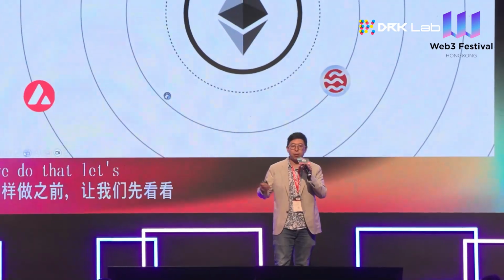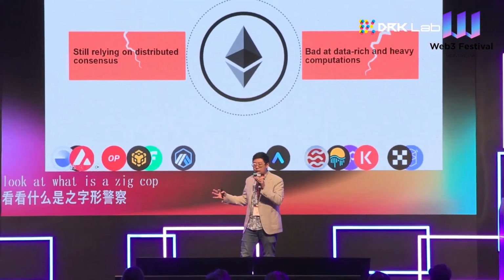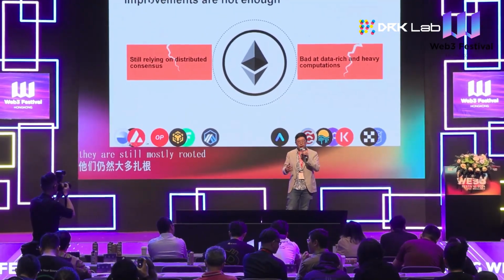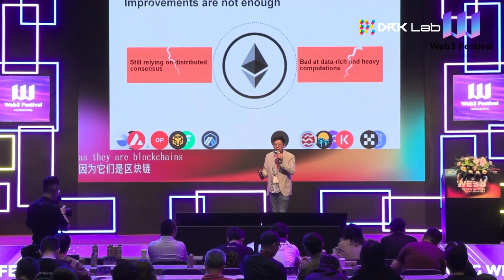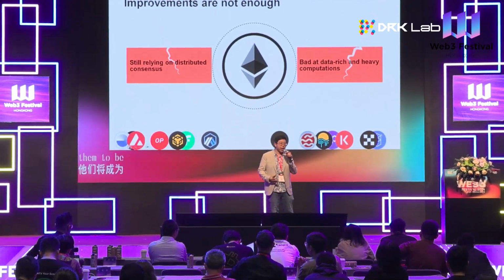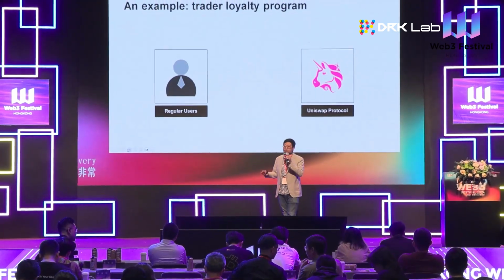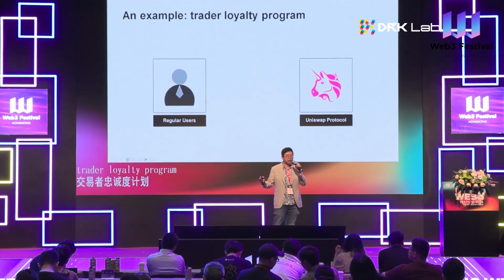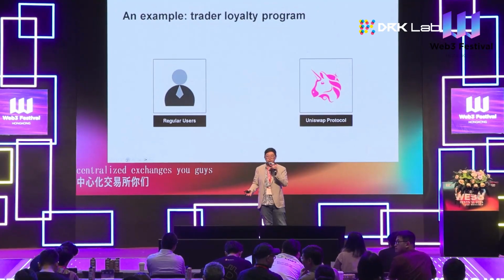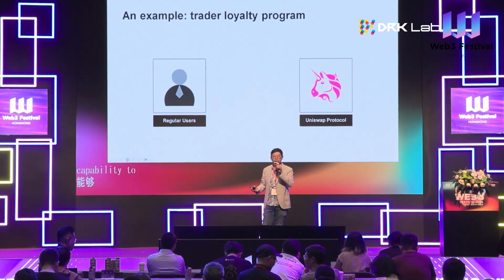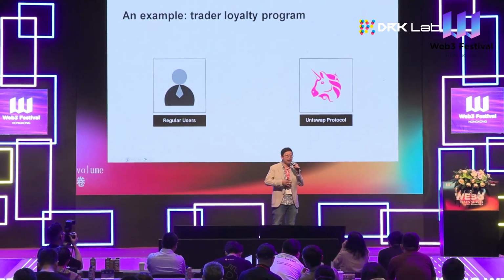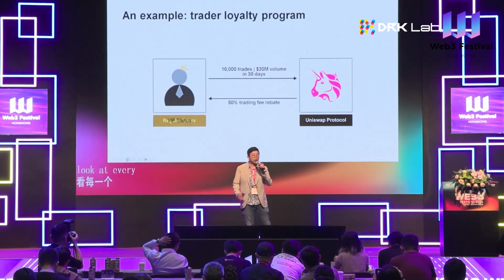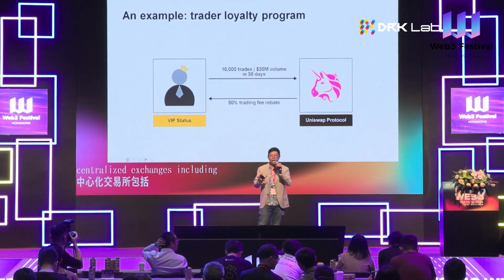So we have Ethereum and we have many different blockchains, but they are still mostly rooted in distributed consensus. Therefore, as they are blockchains, the fundamental construct of them limits them to be very bad at data-rich and very heavy computation. A very typical example is the trader loyalty program. On every centralized exchange you use today, you always have the capability to receive a trading fee discount if your trading volume in the last month surpasses a certain value. But if you look at every single decentralized exchange, including Uniswap, none of them have that feature.